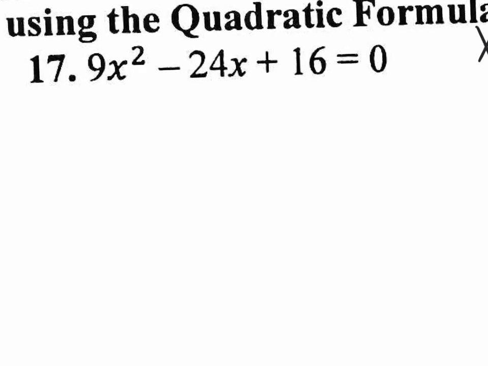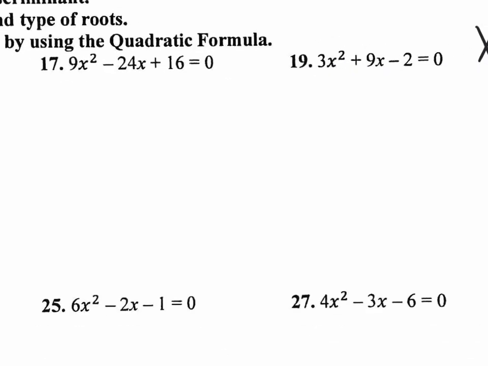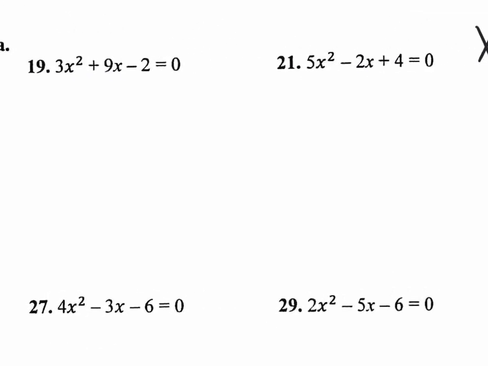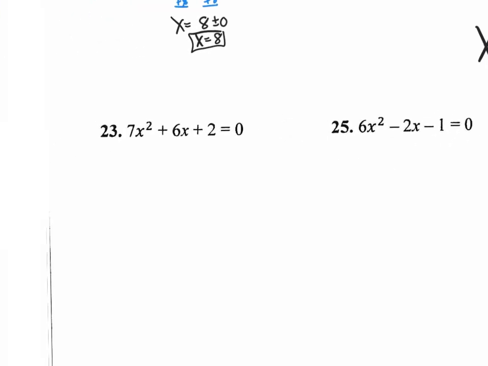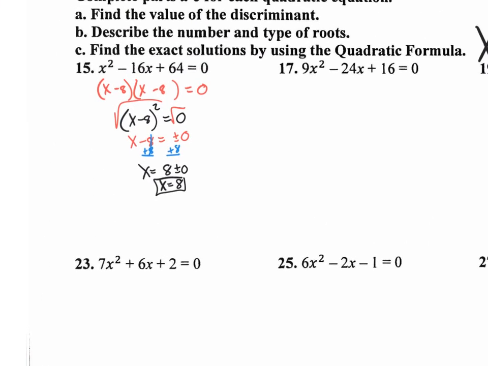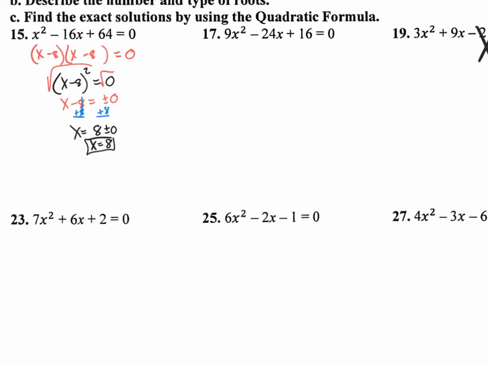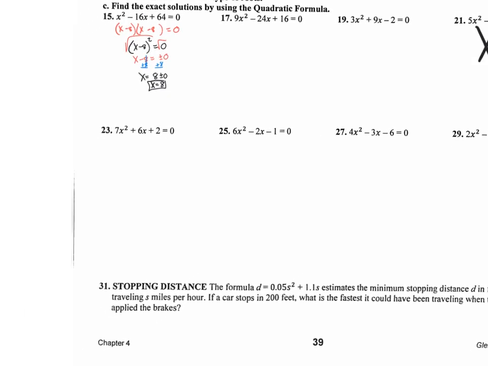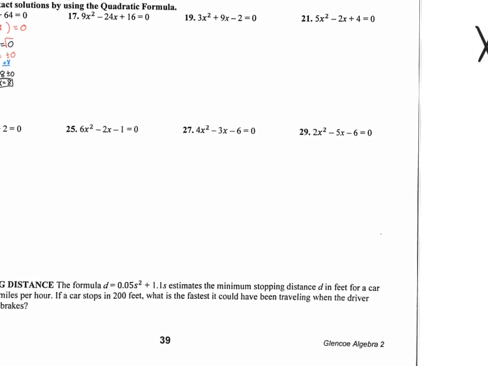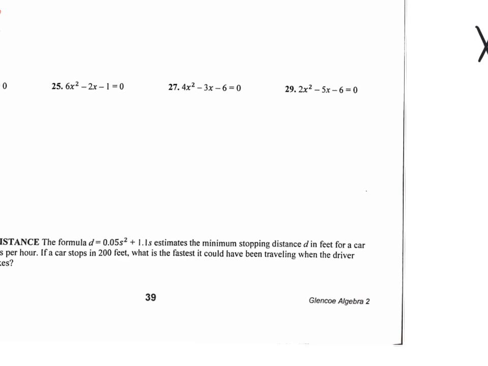17, I would for sure use the quadratic formula. Same thing with 19. I guess all these quadratic formula because none of them are easily factored. 15 was easily factored, but the rest are complicated, so I would use a quadratic formula on the rest of these. Is there any one specific one you'd like to see? Let's do 23, 25, 27, 29. 23.